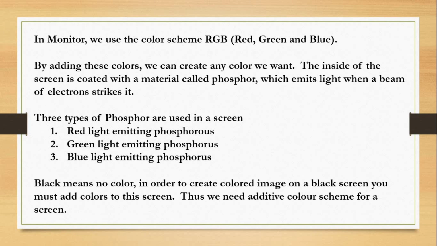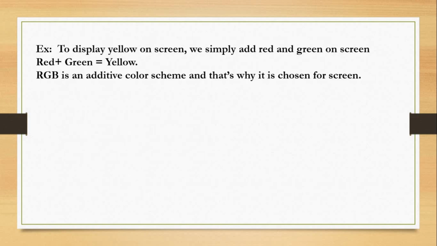So as we know, black means no color. And in order to create colored image on black screen, you must add colors to the screen. Thus, we need additive color scheme for a screen. Example, to display yellow on screen, we simply add red and green on screen. When we add red and green, we get yellow. So RGB is an additive color scheme, and that's why it is being chosen for screen.